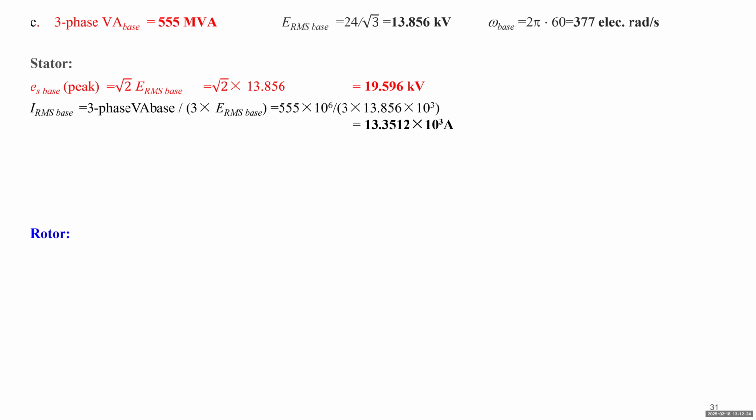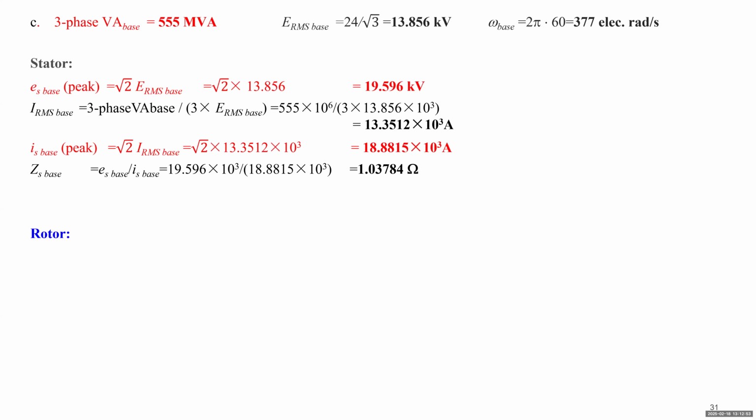For the current, we can calculate the RMS value by letting the three-phase power be divided by 3, then divided by the RMS value of voltage. This is the RMS value of current, which means the instantaneous peak current will be the RMS value multiplied by root of 2. So it will give you this value. Now we have all three bases, so we can calculate the other bases. The impedance base will be the instantaneous voltage base divided by the instantaneous current base. Inductance base will be the impedance base divided by the omega base.